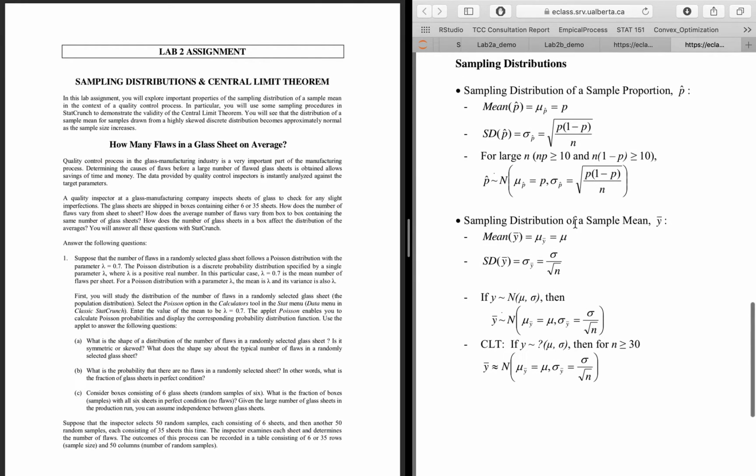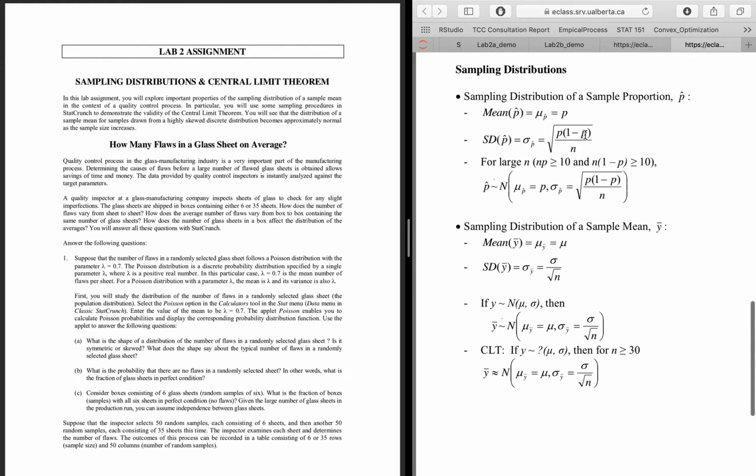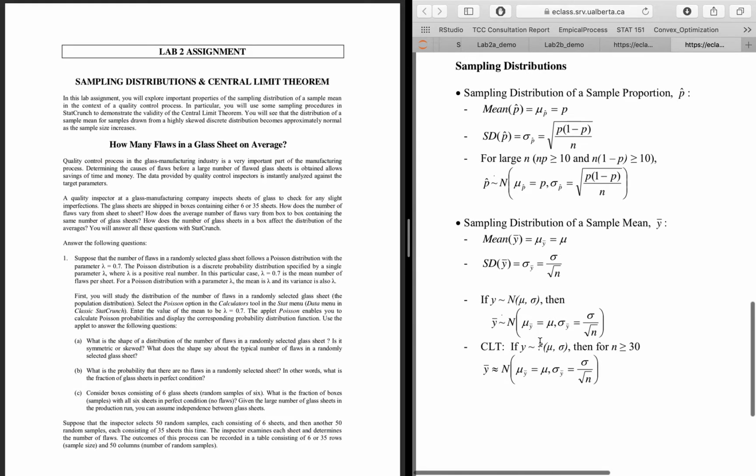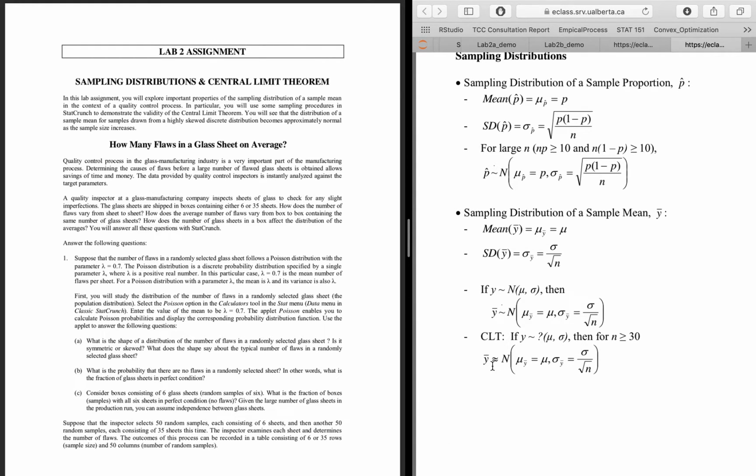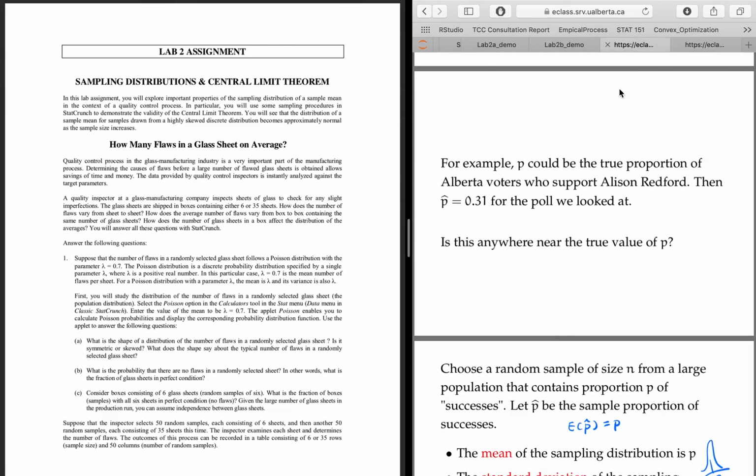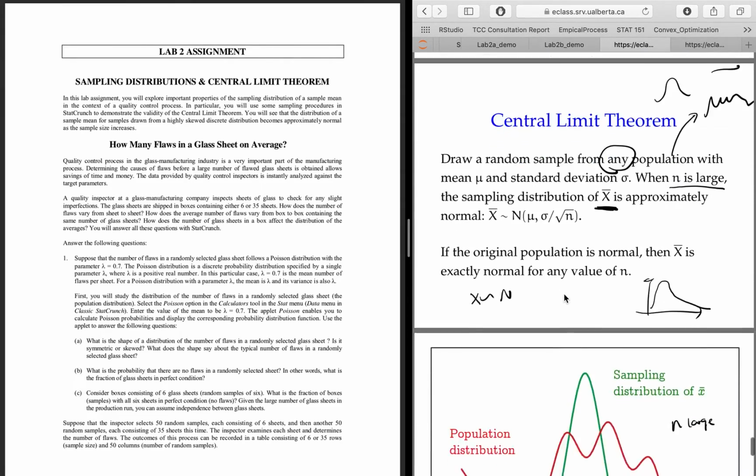Similarly, for the sampling distribution of the mean, this is the mu and the sigma. The standard deviation is the standard deviation divided by the square root of n, which tells you that if n increases, the standard deviation decreases. There's a theorem called the central limit theorem, which says that no matter what distribution y follows, as long as the sample size is bigger than 30, the sample mean approximately follows a normal distribution with mu and sigma over square root of n.